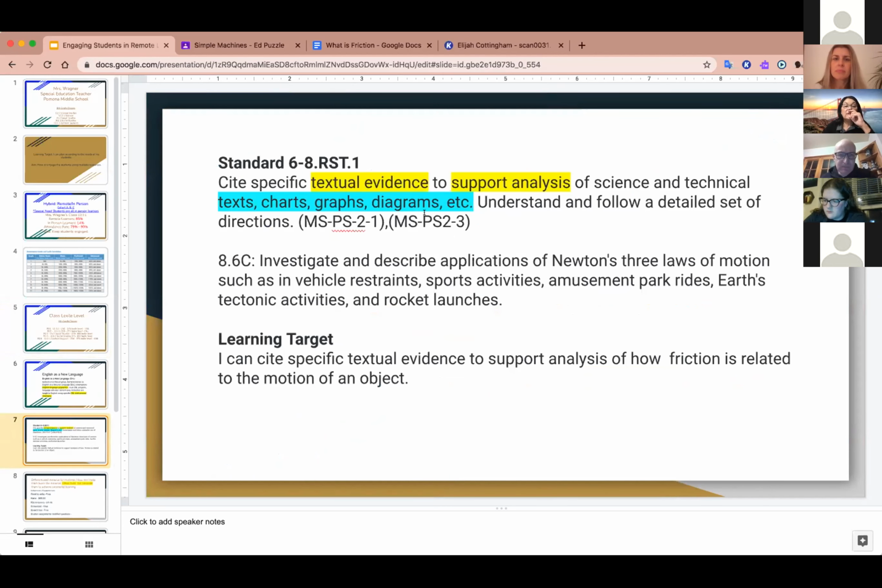I usually use this standard. I want to focus on textual evidence of science or social studies, depending on what I'm doing, by using text, charts, graphs, and diagrams. This is the science standard. I do a lot of that because I want them to read and write. I need them to be able to do that.